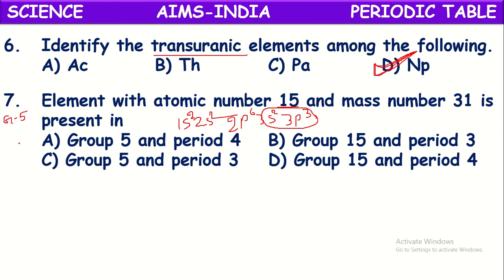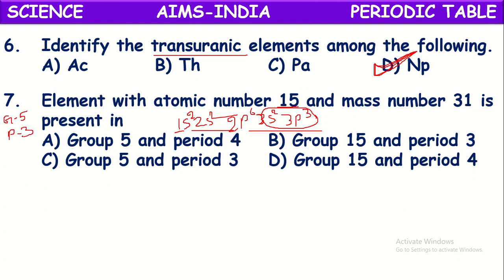Next, period number. The number of shells existing in its configuration, or the highest shell number existing in the configuration, gives its period number. If you observe, the highest shell for this element is the third shell, isn't it? Because it has three shells: first shell, second shell, and third shell. So the third shell is the highest shell, and this gives its period number. As the third shell is the greatest shell, its period number will be 3. It belongs to the third period.